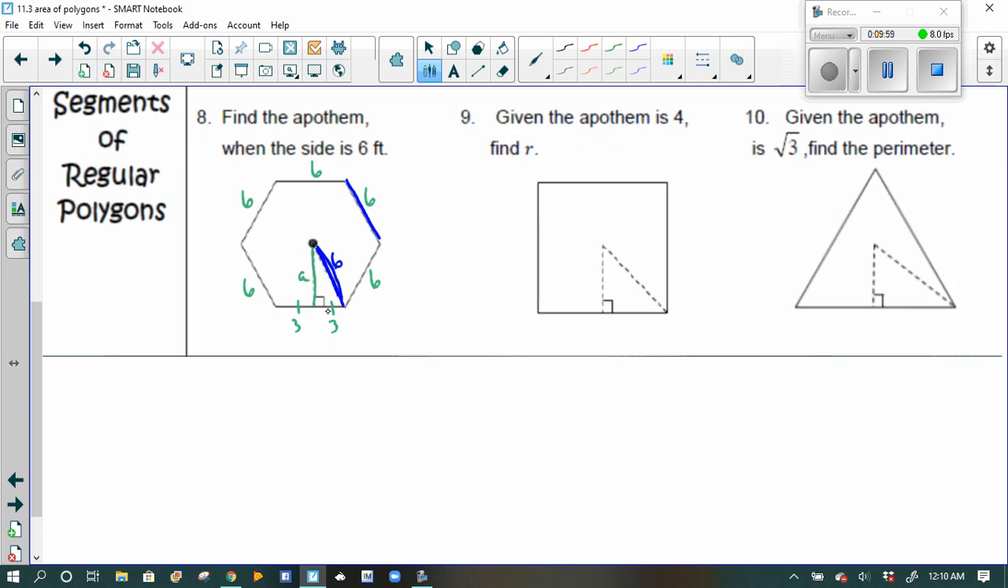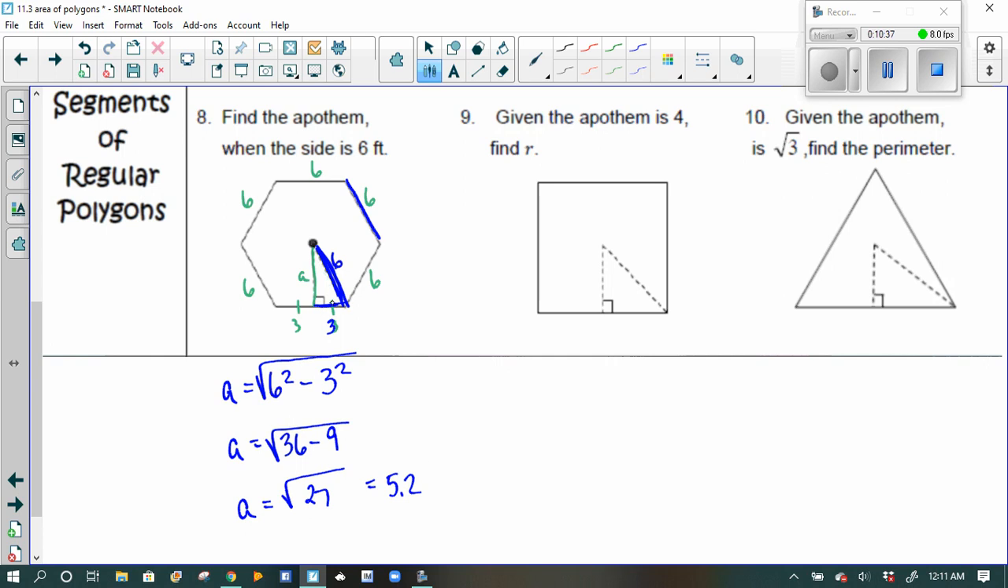So if you think about it, you've got this side is 3 and this side is 6. So you can do two things. You can do the Pythagorean theorem. So the apothem is the hypotenuse squared minus the side squared, and then you take the square root of that. So the apothem is 36 minus 9. So the apothem is the square root of 27. So the square root of 27 is 5.2.